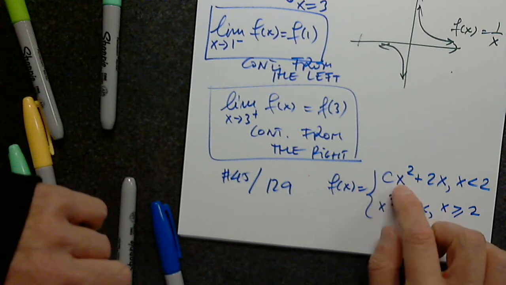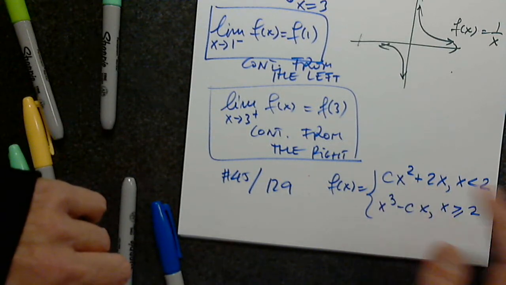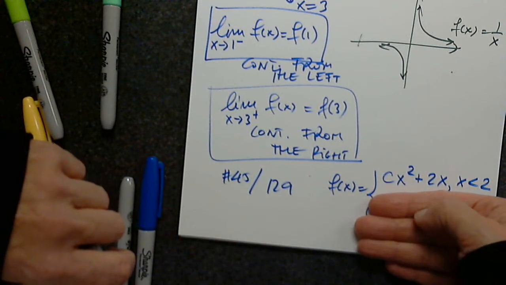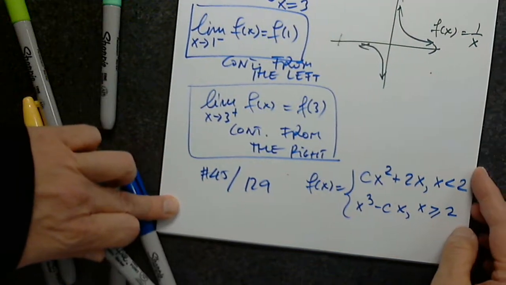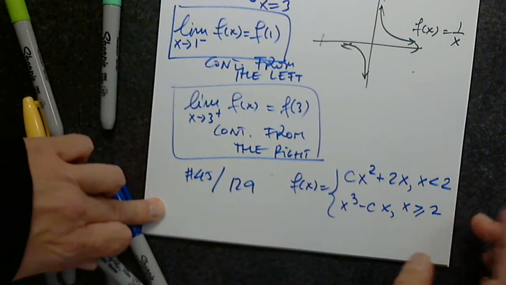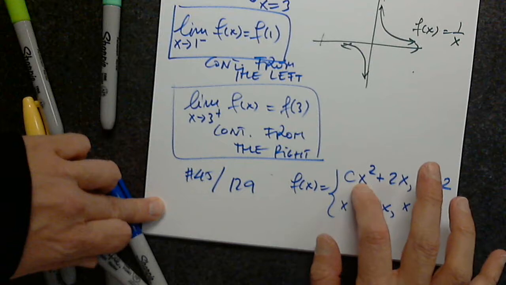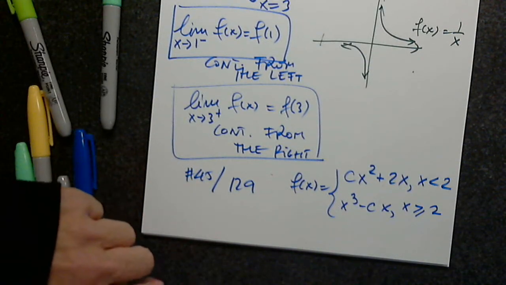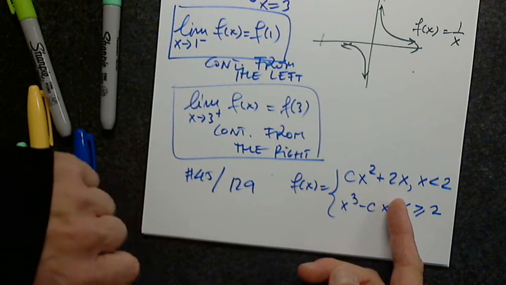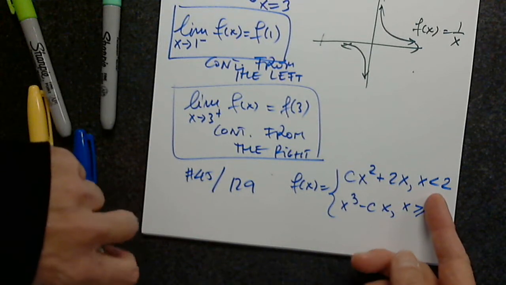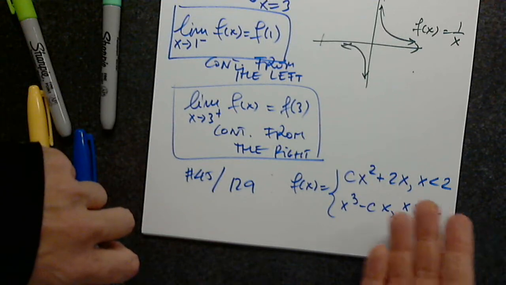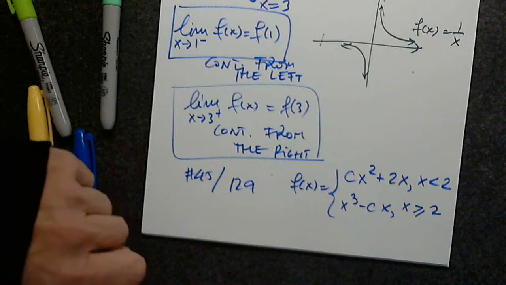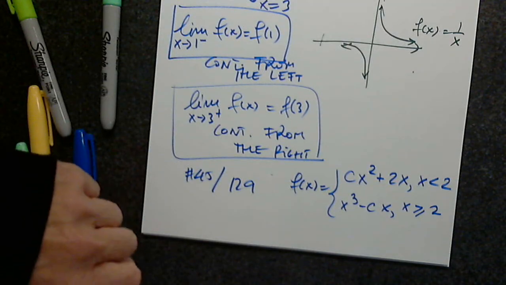What can you tell me about cx squared, a constant times x squared plus 2x? Do you think that this function is continuous? Forget about the rest. I'm only asking about this one. Do you think that a constant, 5x squared plus 2x, is it continuous everywhere? Yes, because it's a polynomial function. Not just on x less than 2, anywhere. A number times x squared plus 2x is continuous everywhere because it's a polynomial function. Okay.